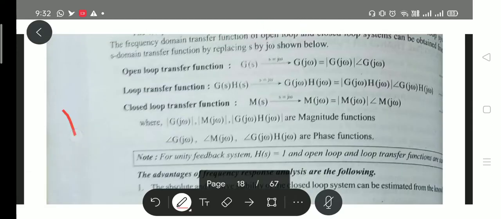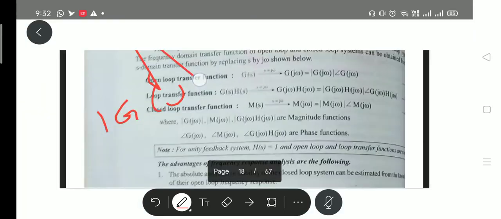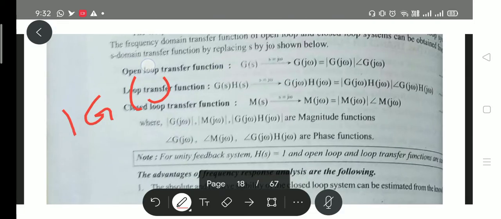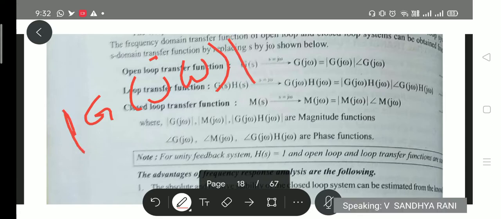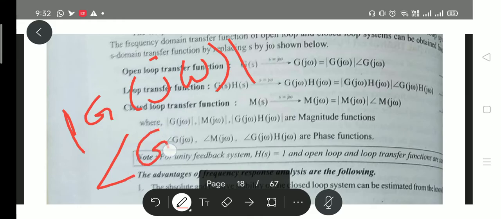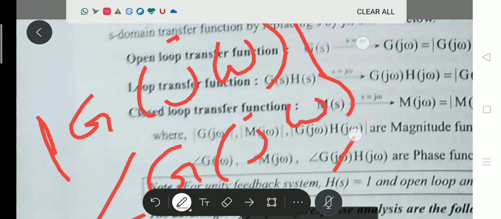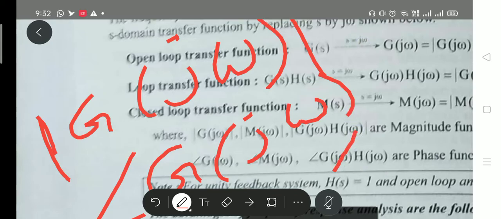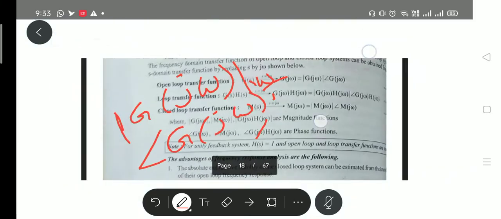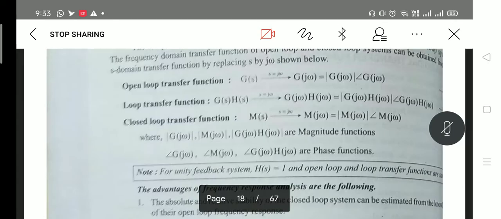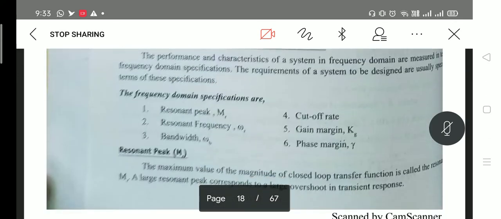We can represent magnitude of the system as mod of G of j omega, and phase can be represented as angle of G of j omega. Like this we can measure the magnitude and phase. For example, j omega by j omega square. Sorry, I will explain later, that is in problems.